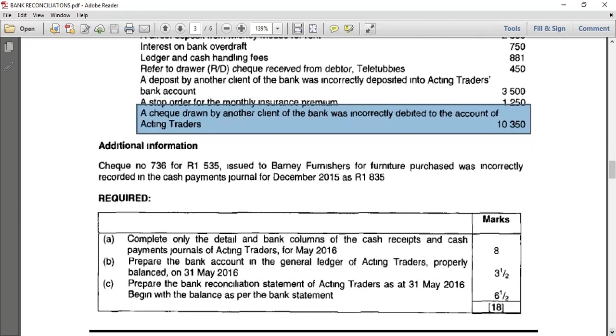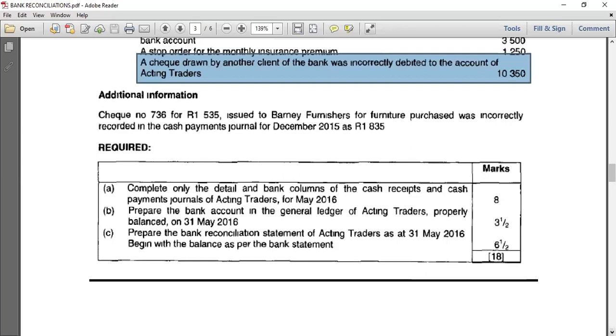Right. Additional information. Check number 4736 for 1535 issued to Barney Furnitures for furniture purchased was incorrectly recorded in the cash payments journal for December 2015 as 1835. So this is what we call an overstated payment because they recorded a higher amount than the correct amount. So we have to make an adjustment by recording in the cash receipts journal to reverse the difference.